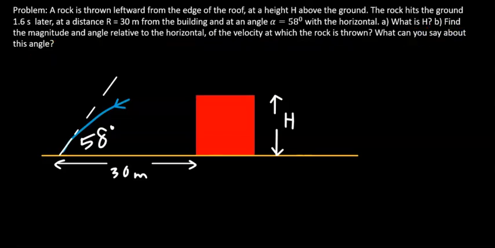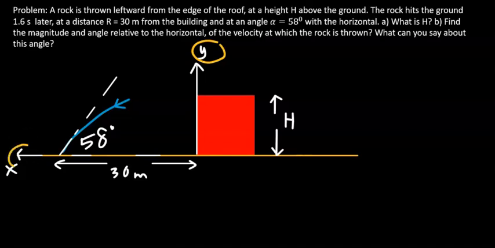The first step is to set up the coordinate system like that. So the positive y-axis is going like that, and the positive x-axis is actually going to the left. So that is our choice. Now let's write down the equations. Now this is a kinematic problem essentially, with acceleration equal to that of gravity, and it's going downward.